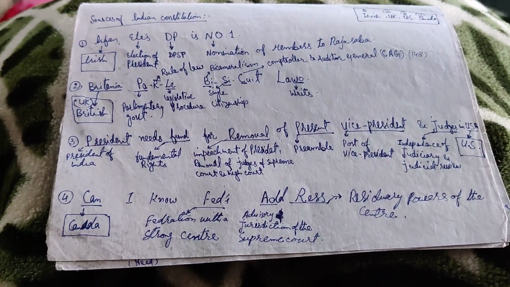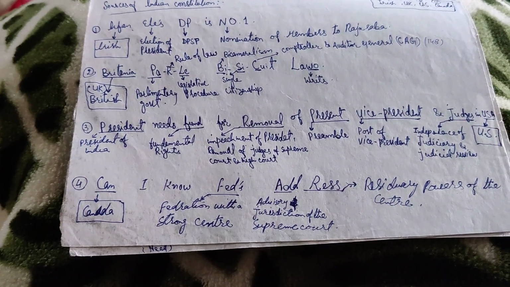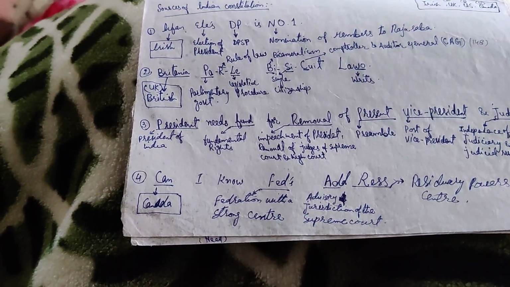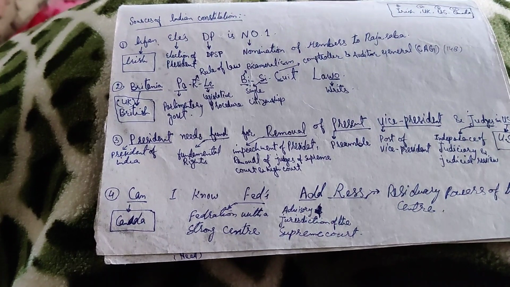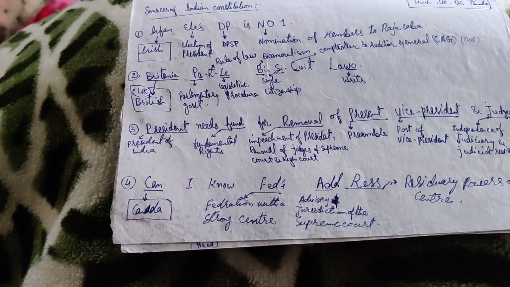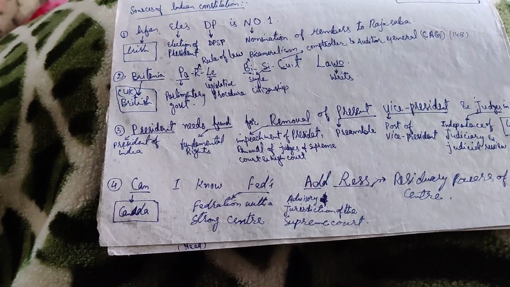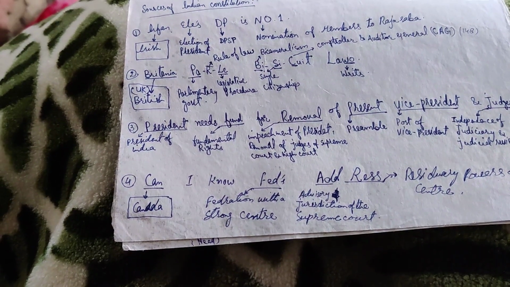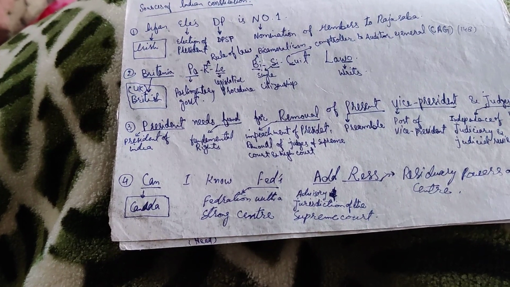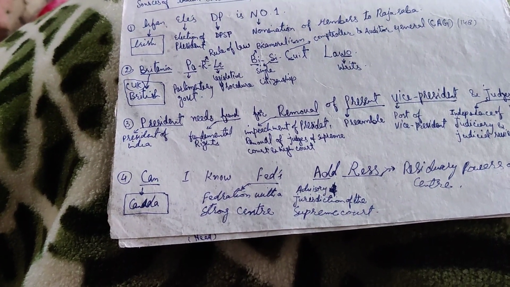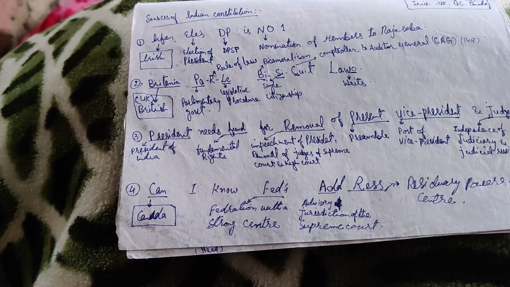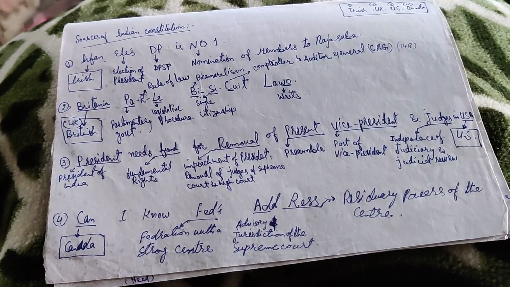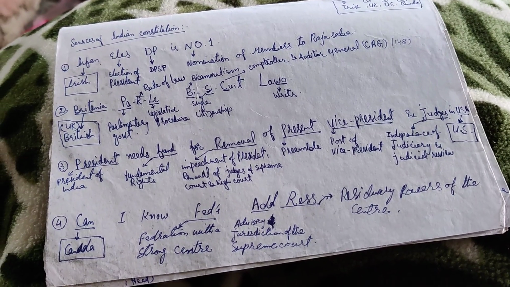These are the four features which we have taken from the Canadian Constitution. And to remember this in a single shot, we have a trick. Can I know FedEx address? CAN stands for Canada. FedEx stands for Federation with a strong center. AD stands for Advisory Jurisdiction of the Supreme Court, and RES stands for Residuary Powers of the Center.